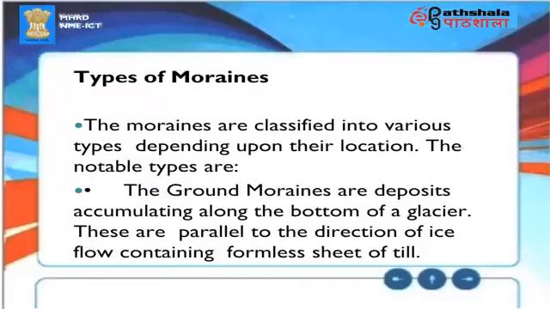Types of moraines. The moraines are classified into various types depending upon their location. The notable types are: the ground moraines, which are deposits accumulating along the bottom of a glacier. These are parallel to the direction of ice flow, containing a formless sheet of till.